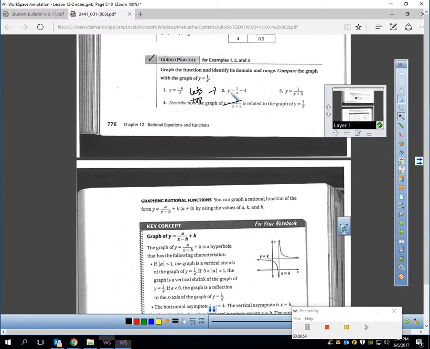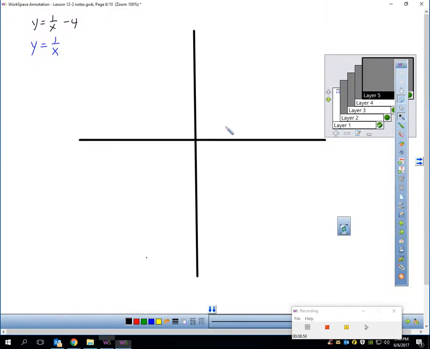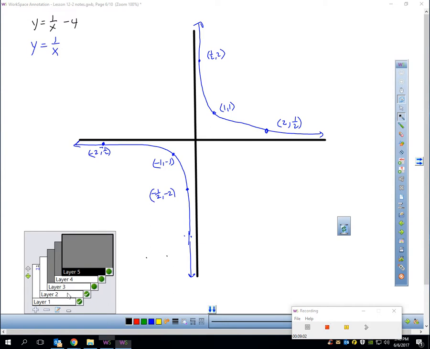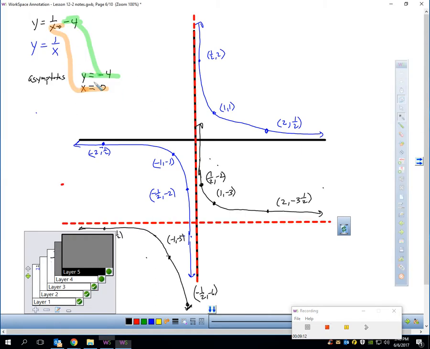Okay? Let's try this one. Y equals 1 over x minus 4. Okay, so first of all, there's my parent function. It never changes. And you know the parent function, the asymptotes would be at x is 0 and y is 0. But now this function, the horizontal asymptote is at negative 4. That's what this is telling me. So I'd have to go 4 units down and put an imaginary dotted line. My function will never cross over that.